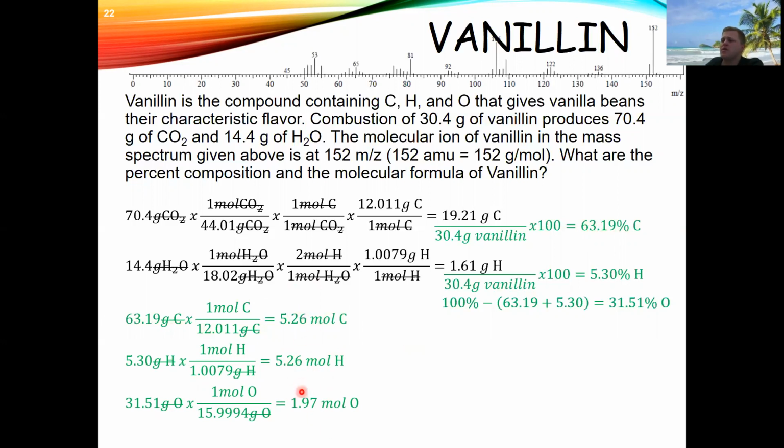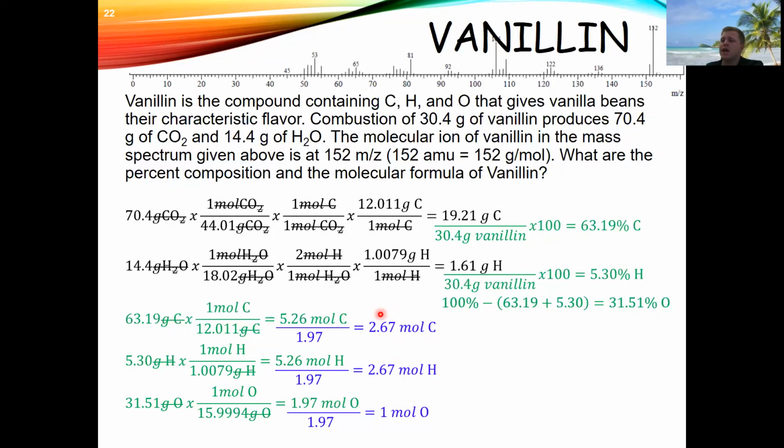So now we need to go from moles here to a mole ratio by dividing by this 1.97 value here. And that will give us 2.67 moles of carbon, 2.67 moles of hydrogen, and 1 mole of oxygen. This 1 mole of oxygen is promising. These guys indicate that we're going to have to multiply by some number. Now, if you didn't realize this already, 2.67 is actually equal to 2 2/3. So we're going to need to multiply these all by 3.